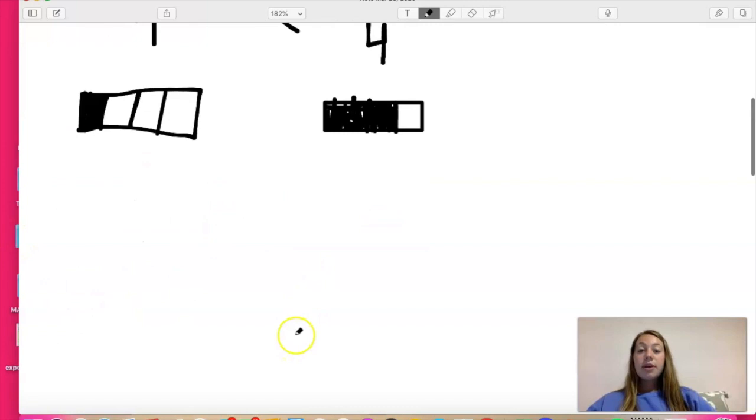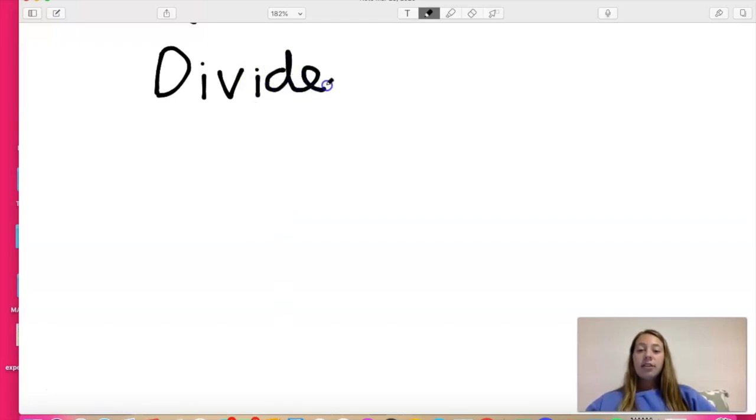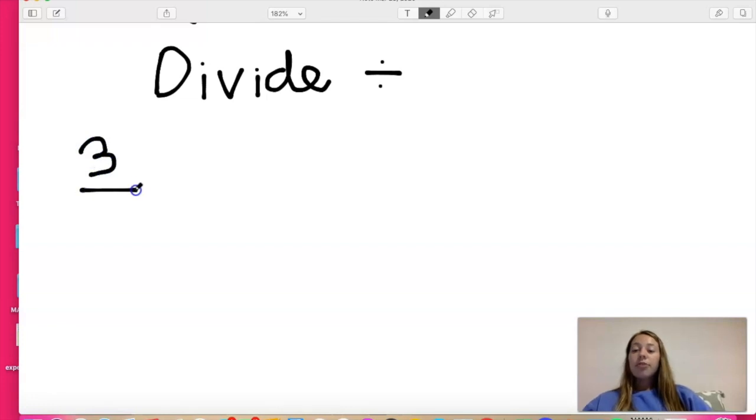Okay, so now that we have a better understanding of fractions, we're going to start learning how to divide them. So we're dividing now. Okay, the sign for divide is this, just a refresher. So we're going to divide our first problem, 3/4 divided by 1/4.